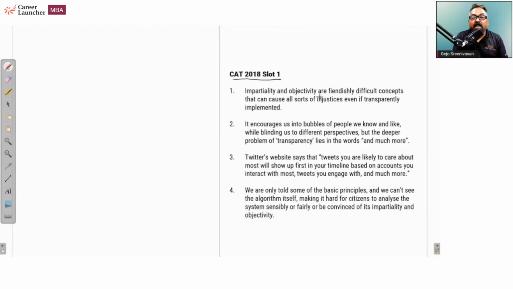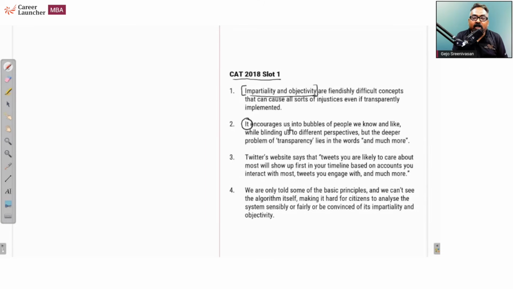Impartiality and objectivity are fiendishly difficult concepts that can cause all sorts of injustices, even if transparently implemented. So, first of all, I'm looking at this word, impartiality and objectivity. If that word echoes, it will be interesting because that is sort of a key word in that sentence. Also, sentence number one looks much more general, right? So, because we have got this word, it starts with 1, now 2 can't be the start.